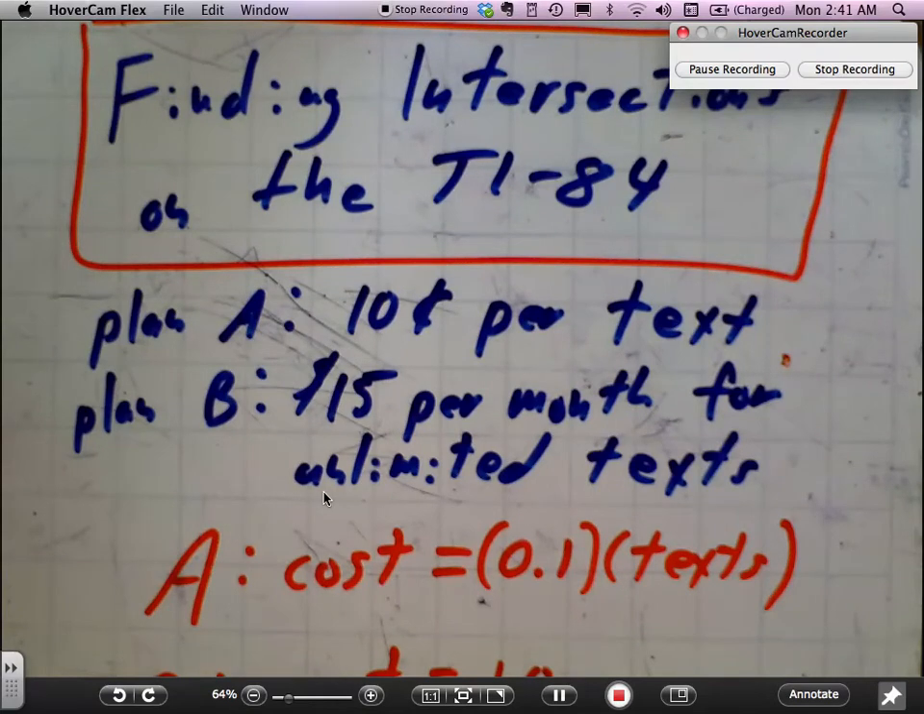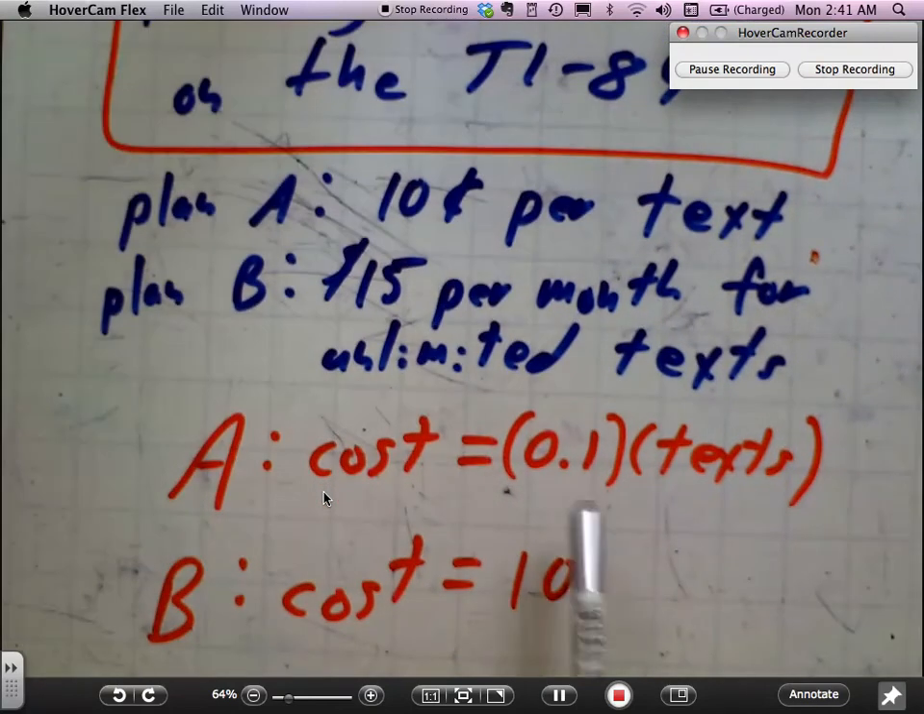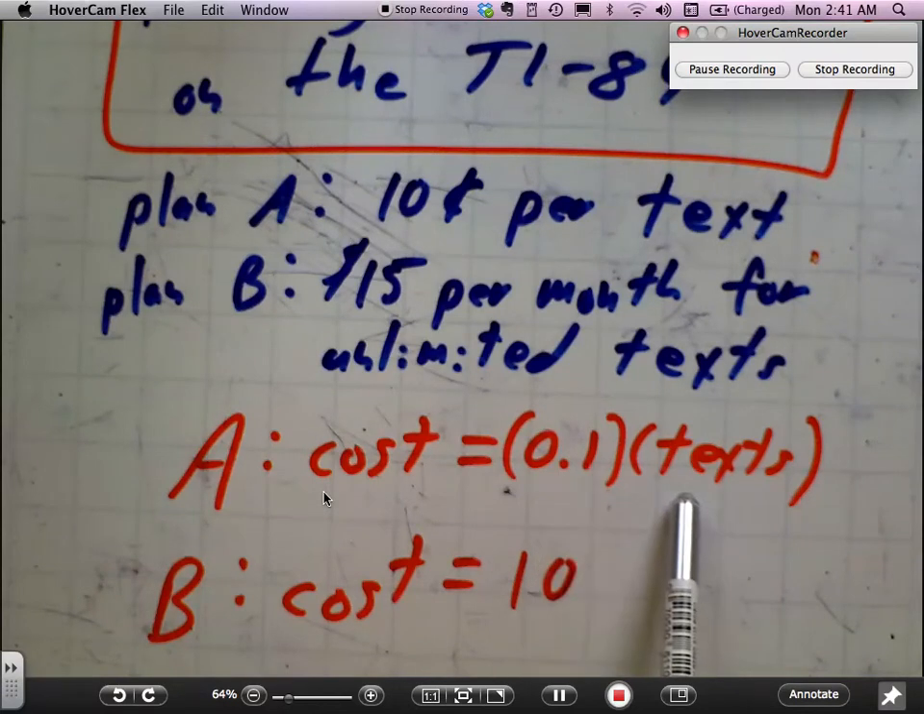Let's say I'm figuring out what to do with my cell phone plan. There's one plan where I have to pay 10 cents for any text that I send. The alternative plan, I can just pay $15 for the entire month and get unlimited texts. So if you think about this, we can turn this into algebra. For plan A, that means the total cost of plan A is simply 0.1, if we're doing it in dollars. 0.1 would obviously be 10 cents. 10 cents times the number of texts is how much I would pay for text under that plan.